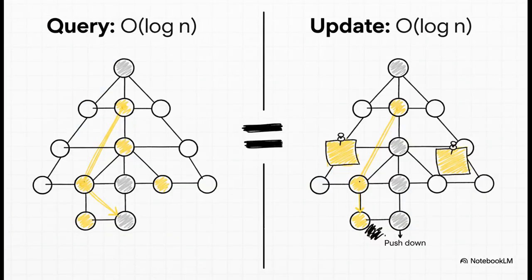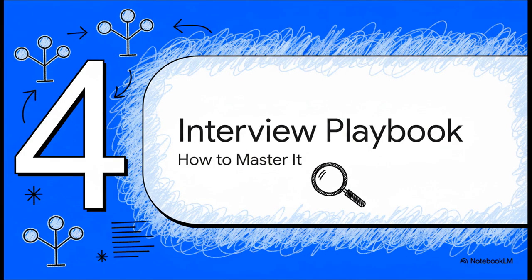And because we're so clever and lazy about this, it means updating an entire range is just as fast as a query. We only have to place a few sticky notes at the right levels of the tree. This lets us keep that amazing O(log n) speed for pretty much everything, both range queries and range updates. All right, so you get the theory, but how do you actually apply this in a technical interview and show that you've truly mastered it? Let's get into your interview playbook.